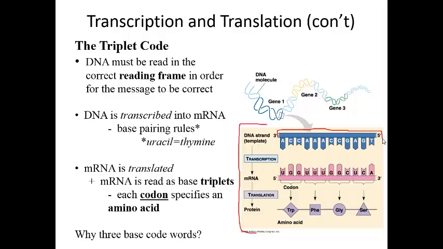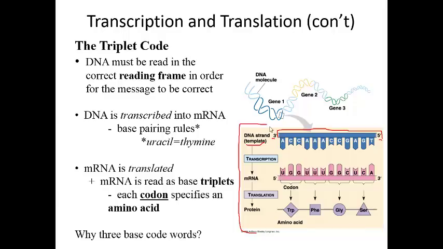We know that DNA is double-stranded, but only one of the two strands is going to be read or going to be used to make the actual protein. The strand that's used is called the template strand, and the template strand runs from 3' to 5'. The other strand is called the coding strand, and the coding strand is not the strand that's read.